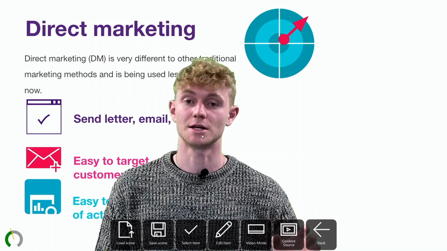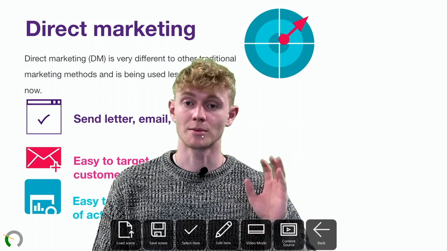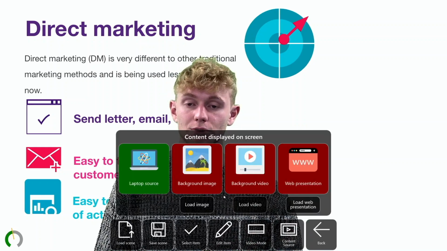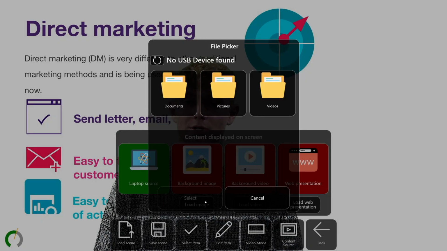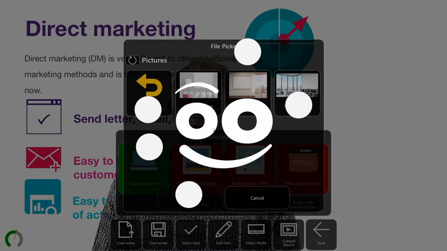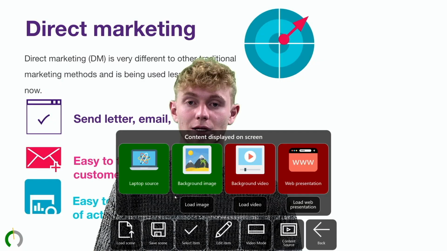So as a part of that scene, I had a background image loaded into the scene. So I'm going to start by loading the background image into the scene by clicking on Content Source and Load Image. I can now navigate through the File Explorer and select the image that I would like to load. So in my case, I'm going to be using this image, so I can click Select.